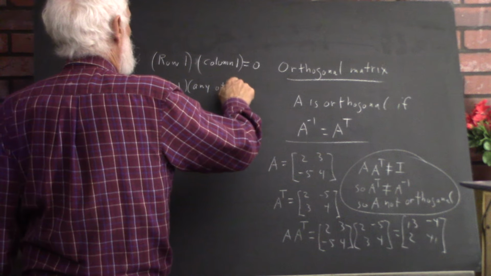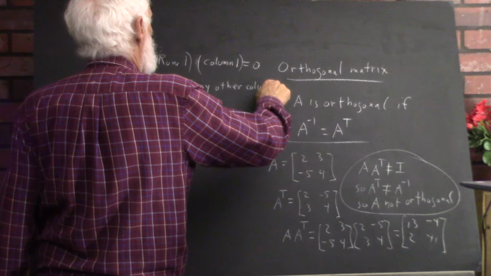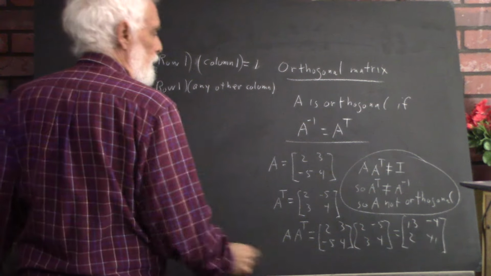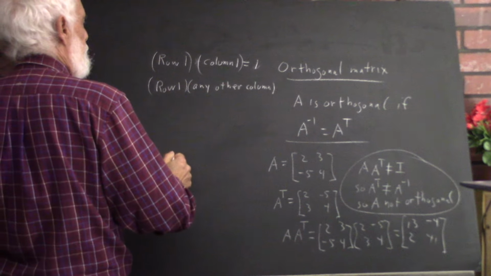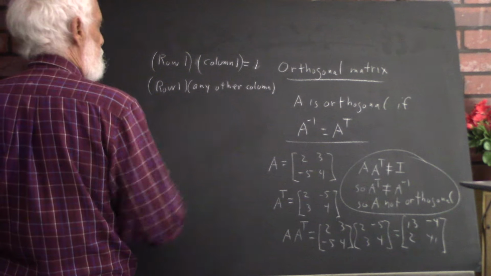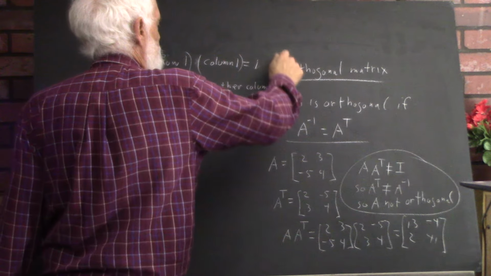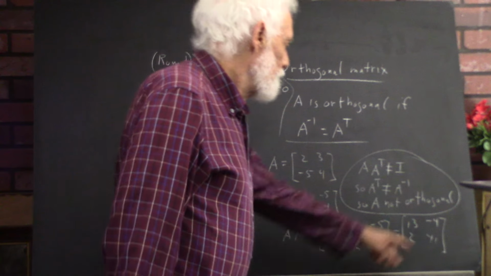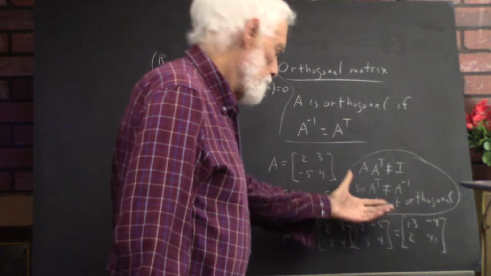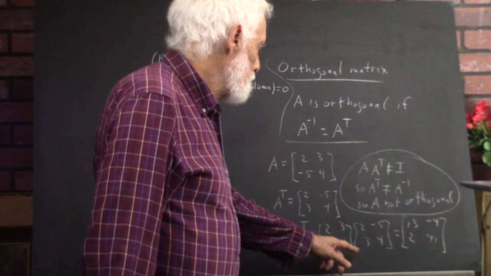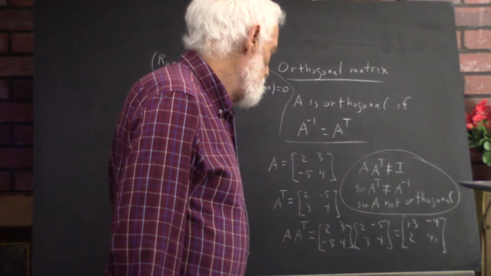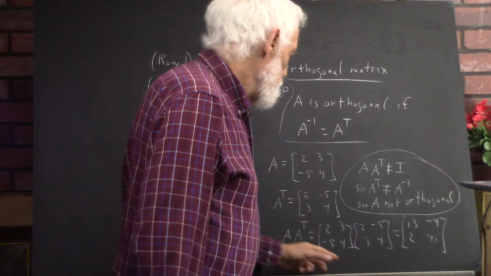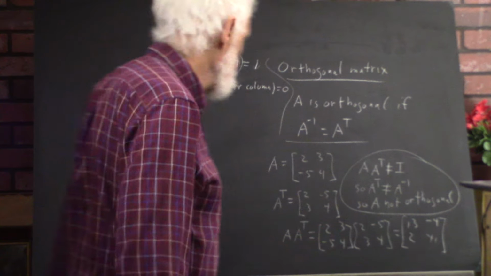Row 1 times any other column. I said row 1 times column 1 has to be 1. So we've got to get a 1 there. Okay? Row 1 dotted with any other column has to be 0. For example, row 1 times column 2 would go there, and that would have to be 0 to give you the identity. There's no mystery to this. Row 2 times column 1 would have to go here. If this is the identity matrix, that's the 0. Row 2 times column 2 goes here, and that would have to be 1.